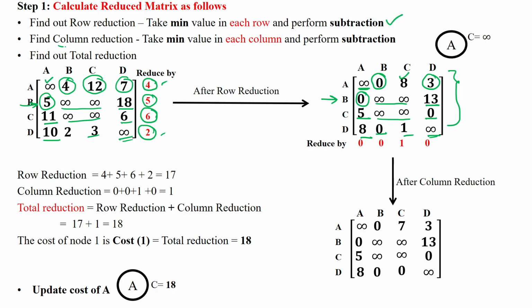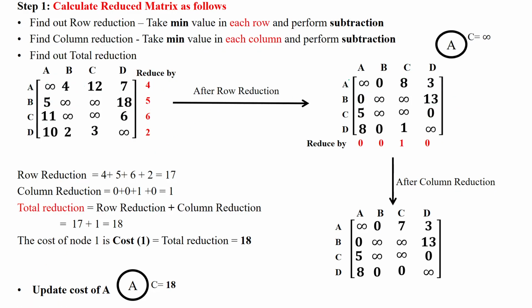Likewise, we have to perform column reduction by taking the minimum value from each column of the row-reduced matrix. After row reduction we got this matrix, and from this we perform the column reduction. In this column we select the minimum value, that is 0. Here also the minimum value is 0, selected. Here also the minimum value is 1, selected.